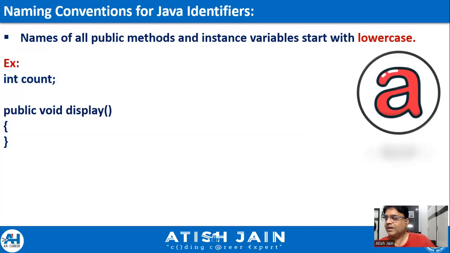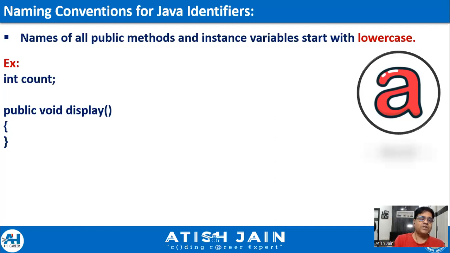Okay, and for today's class, the last topic is the naming conventions of Java. If you follow naming conventions, then you will be considered a professional programmer. Naming conventions are some guidelines given by Sun Microsystems on how you should write Java programs. Names of all the public methods and instance variables should start with lowercase. Means if you are declaring any variable or writing any method, it should start with lowercase.